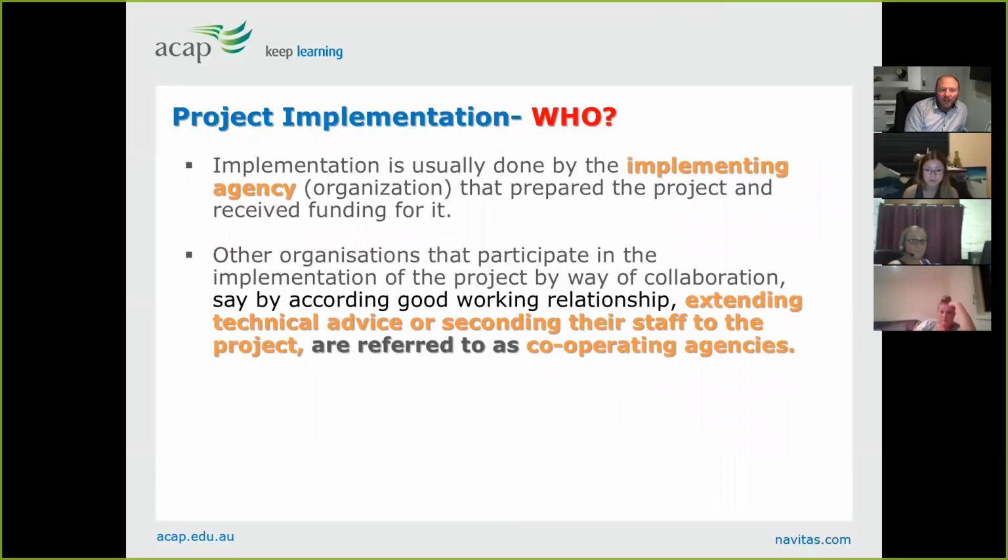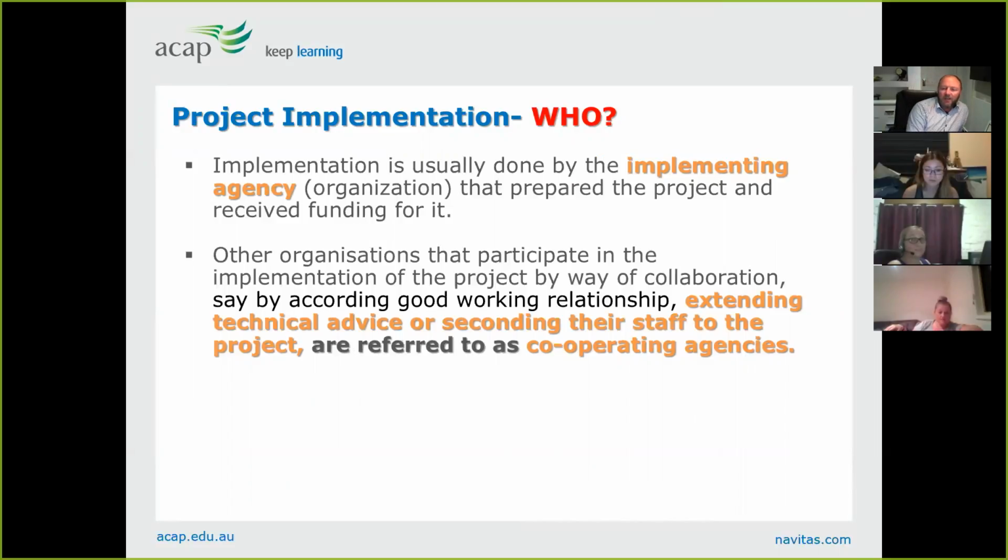The who is the implementing agency that prepared the project and received funding for it. So that's the organisation doing the implementation. For example, Stacey was talking about the other week that she's doing a nutrition program and trying to obtain some funding from whatever pot of cash she can get it. In that case, Stacey's the who. You're the one putting it together. The organisation that you're representing is the who.